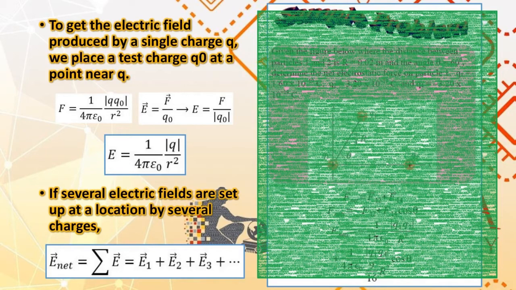If there are several electric fields set up in the same area or location, the electric fields will add up. You have the net electric field, E net, is equal to the summation of the individual electric fields, E1 plus E2 plus E3 and so on.